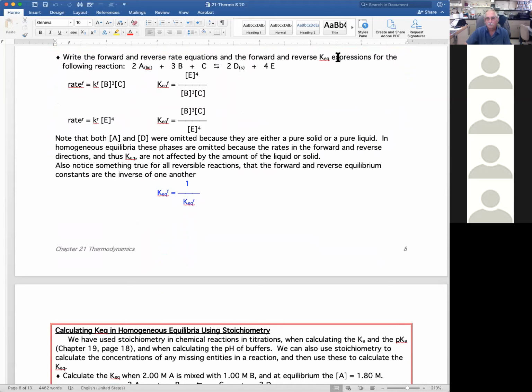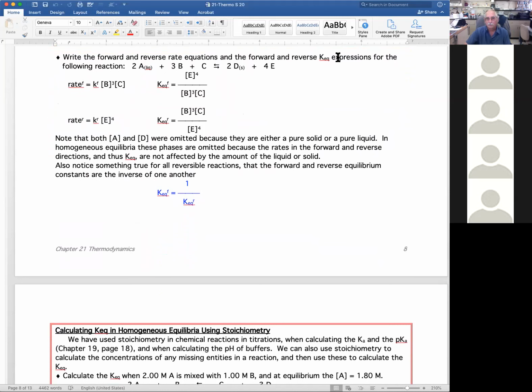And the equilibrium constant would be products over reactants. I left out D because it's a solid. I left out A because it's a liquid. So notice that it's 3 molecules of this and 1 molecule of this. So 4 things have to collide, right, to go in the forward direction.